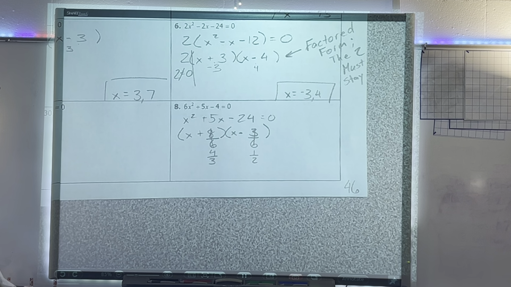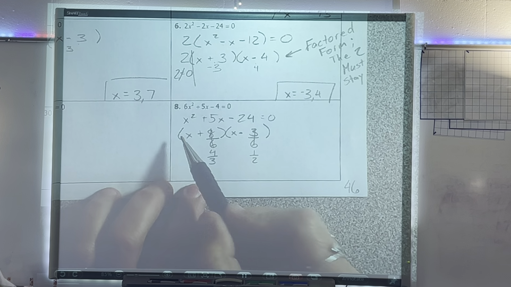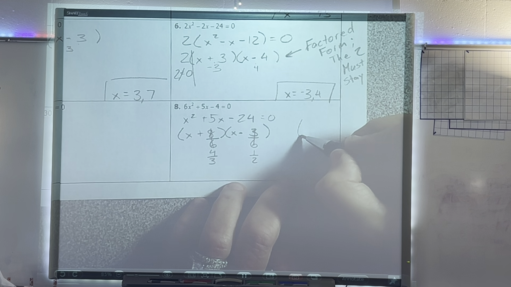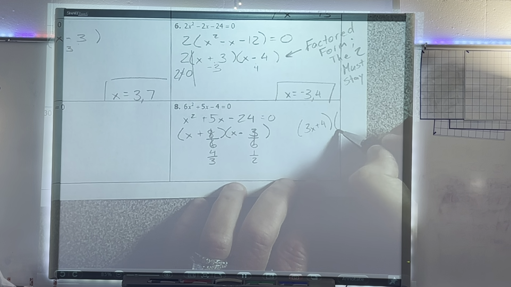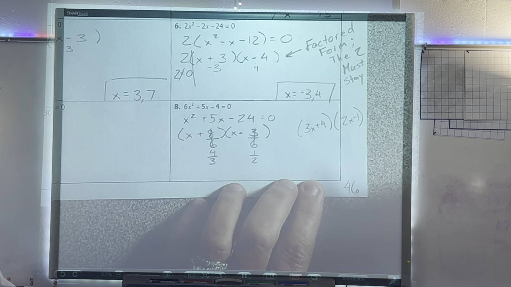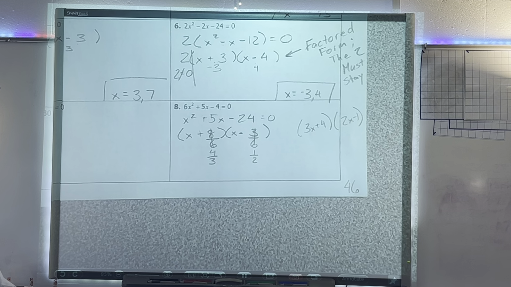Are we all right there? Now, if I was asking you to write the factored form, I'd have to push these back up here. So my factored form would look like 3x plus 4 and 2x minus 1. Are y'all okay that that's what the factored form would look like? But if we're solving, I don't have to go all the way to factored form. Does that make sense? Because then I'm going to turn around and take it right back out.